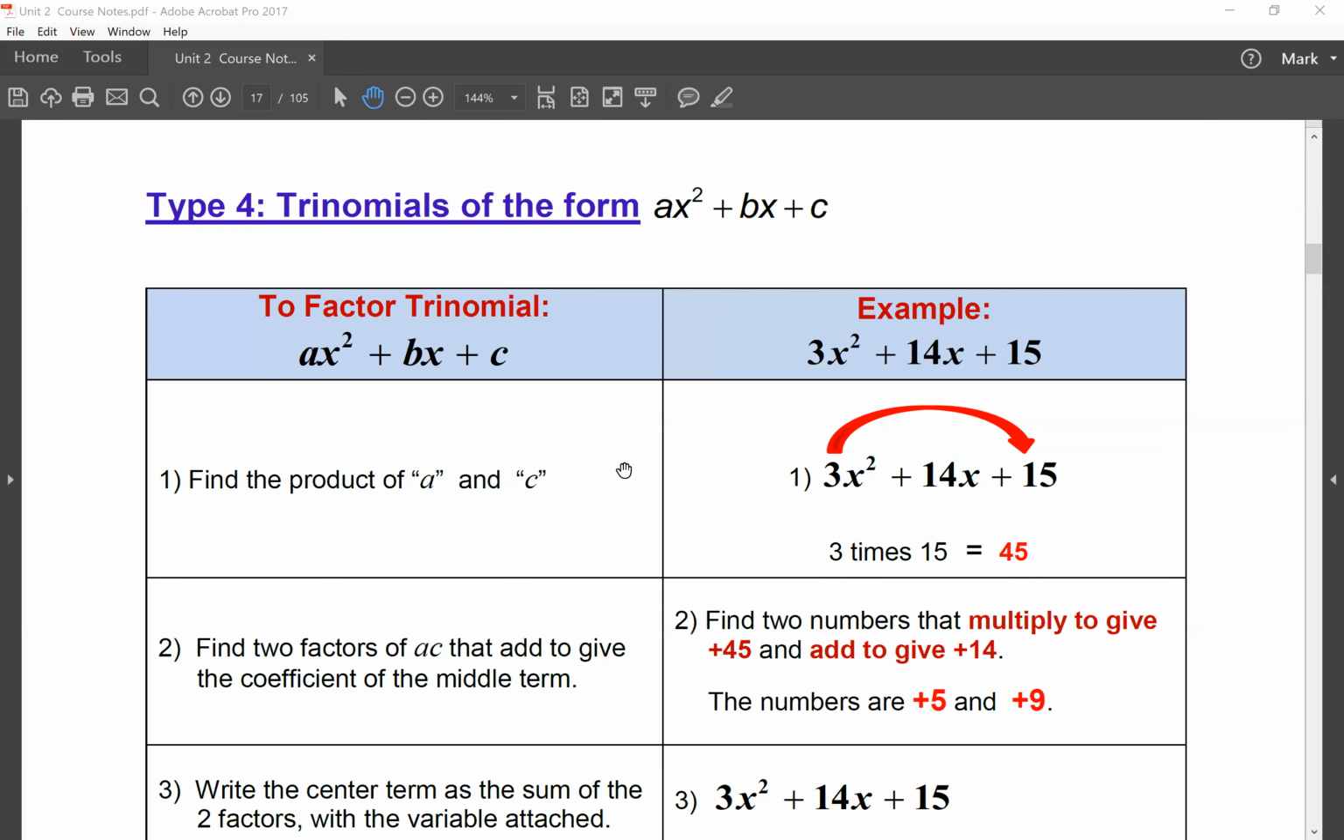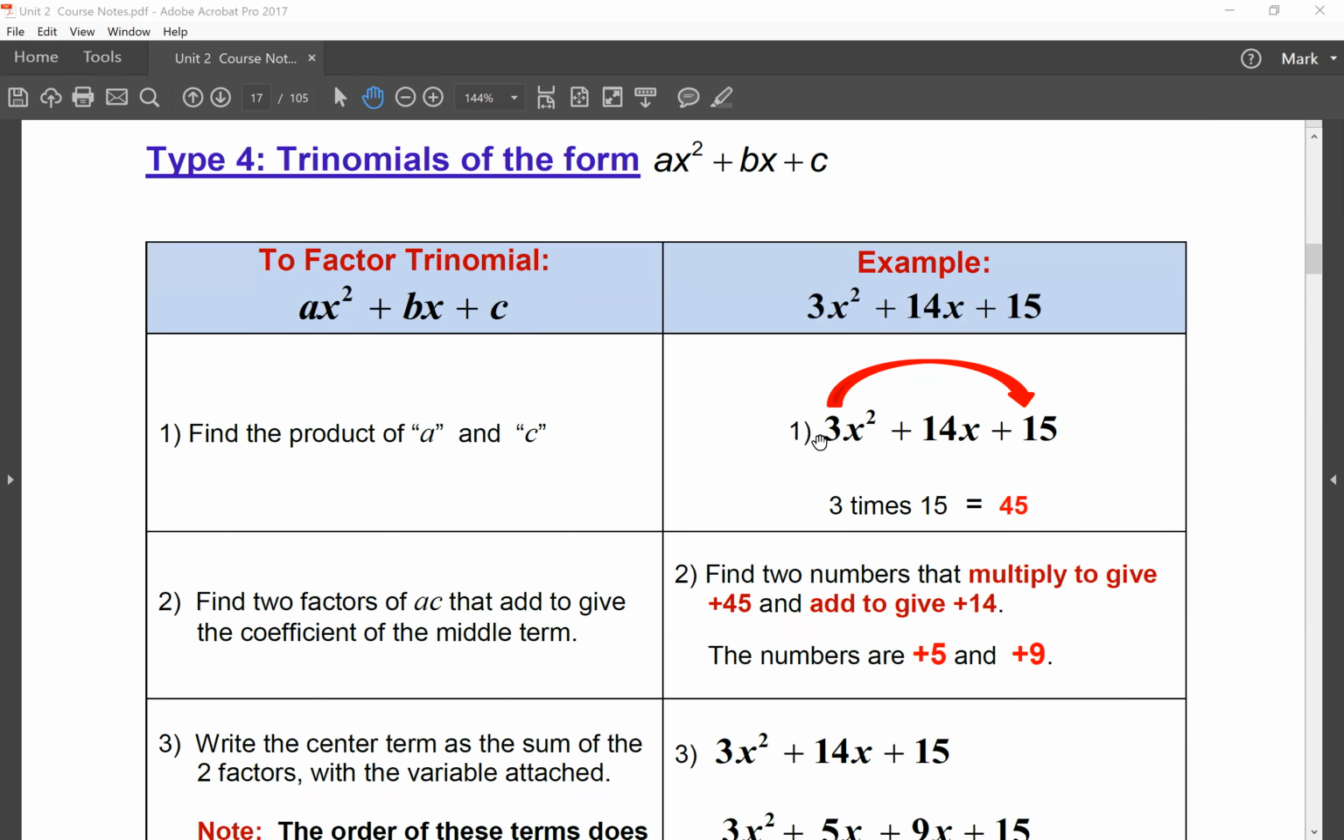But let's look at type 4, the hardest type of trinomial. So some trinomials won't fit into the previous two forms. What that means is we need to do a little bit more work. Typically, these trinomials will have a number in front of them. Now, what do I mean?